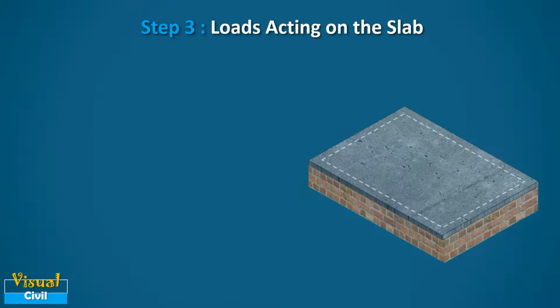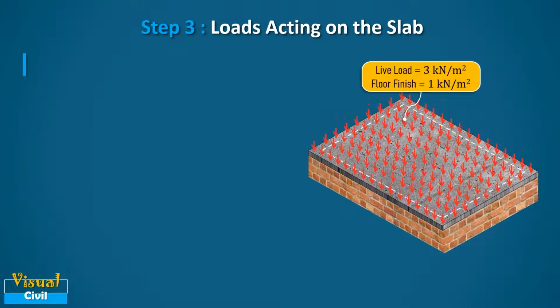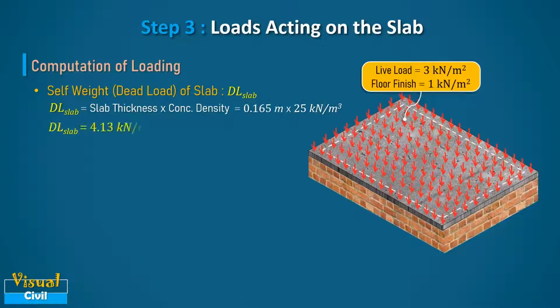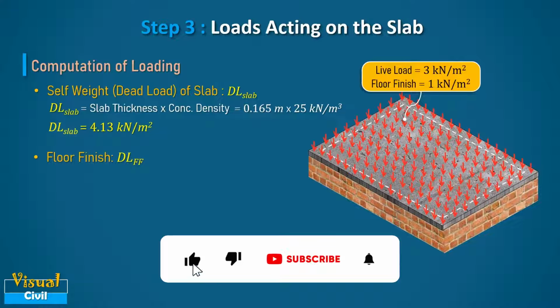In next step, let us calculate the loads per unit area acting on the slab. First, calculate the self weight or dead load of a slab by multiplying the thickness of a slab with concrete density. After putting the values of slab thickness and concrete density, we get dead load of the slab as 4.13 kilonewton per meter square. Next, floor finish of the slab is given as 1 kilonewton per meter square.